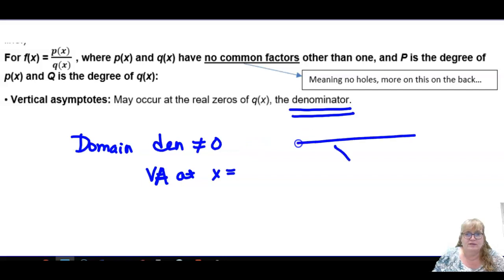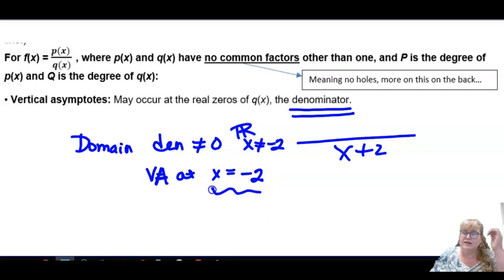So if you had this, you would say the domain is all real numbers except x cannot equal -2. And the asymptote is actually x equals -2. The thing is, a vertical asymptote is a boundary line. It's not actually part of the graph. The graph never hits that line. So we talk about it and ask you to define it, but it's not actually part of the graph. It's a boundary.